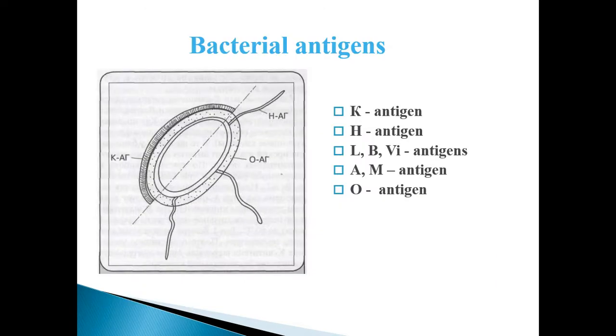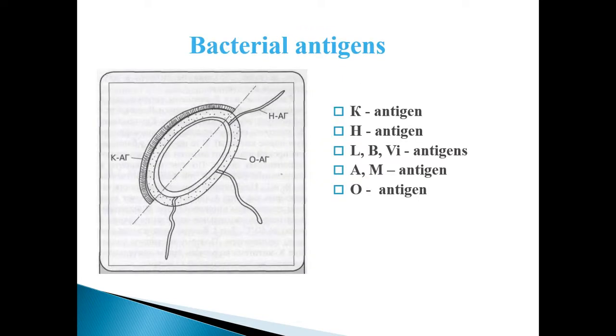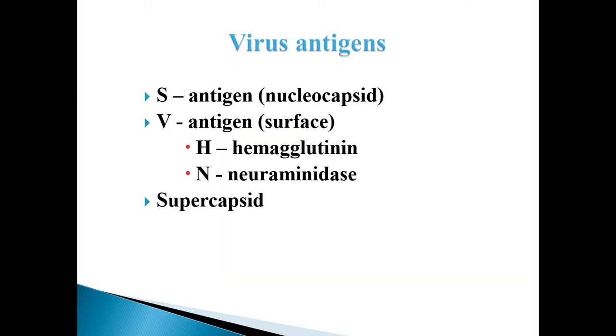Bacterial antigens: K antigen present in capsule, H antigen in flagella, and O antigen is somatic antigen. Capsule antigens are divided into M antigen (mucous antigen), L antigen, V antigen, and B antigen. Virus antigens: S antigen in nucleocapsid, V antigen on the surface of the virus, and H antigen, hemagglutinin and neuraminidase, in the supercapsid.